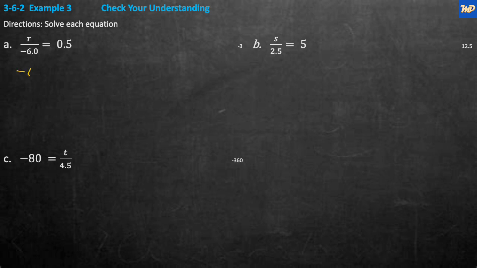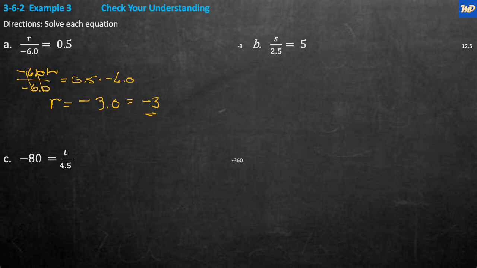Negative 6.0 times r is equal to negative 6.0 times 0.5. In this case, the negative 6.0s cancel, and we're left with an r, and that is equal to 0.5, a negative number, and 1/2 of 6.0 is 3.0, or we'll just say negative 3. Okay, there's the answer there.